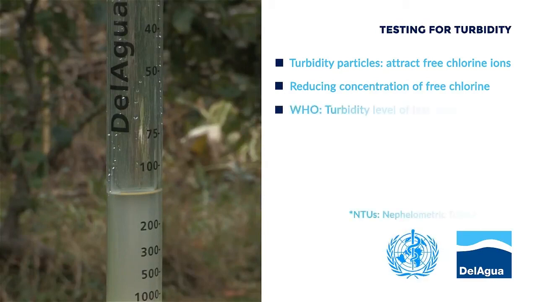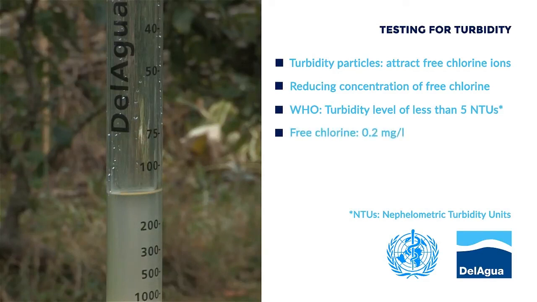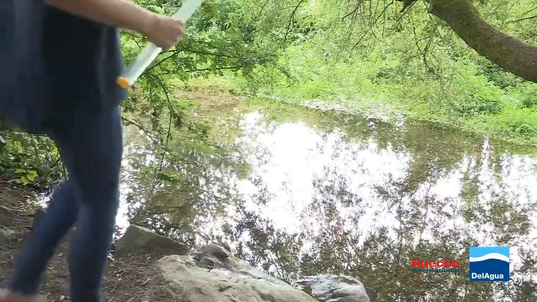The World Health Organization suggests a turbidity level of less than 5 NTUs for drinking water safety when used in conjunction with a free chlorine reading of 0.2 milligrams per litre. Measurement using the DelAgua Jackson tube is simple.